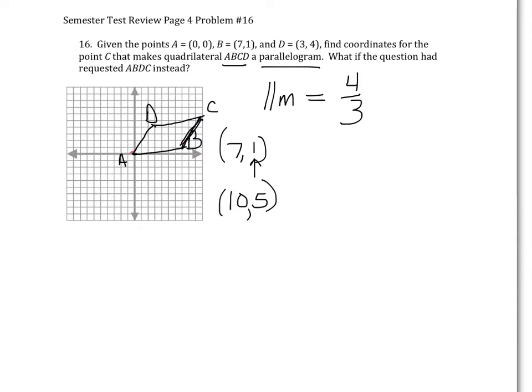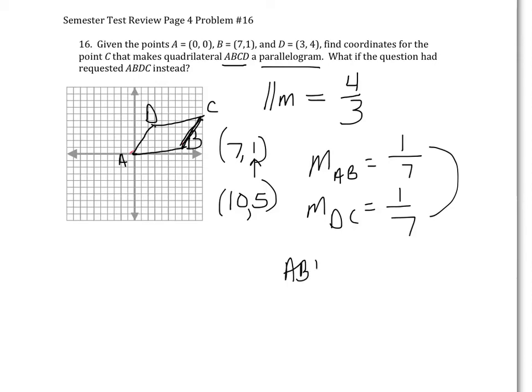And then I know I can verify that the slope from A to B and D to C would be the same. So to go from A to B, I'm going to go up 1, then I'm going to go over 7. So my slope of A to B is up 1 and over 7. My slope of D to C is also up 1 and over 7. Since these two have the same slope, I also know that AB is parallel to DC. So we've just proven that those opposite sides are parallel.